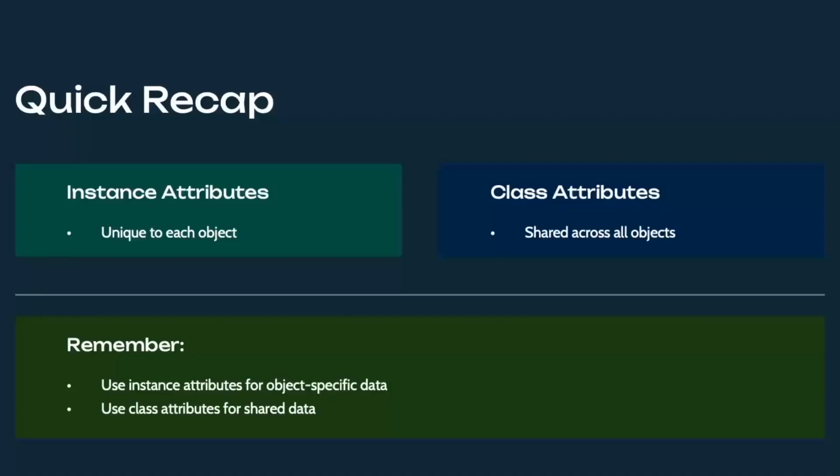Now, let's summarize what we've learned in this video. Instance attributes belong to individual objects. Every object has its own copy. Class attributes belong to the class itself. All objects share the same value.